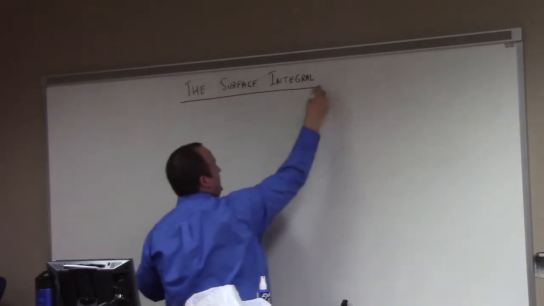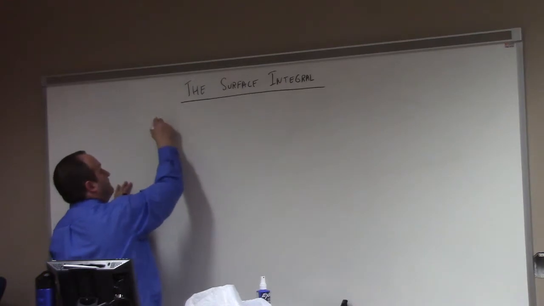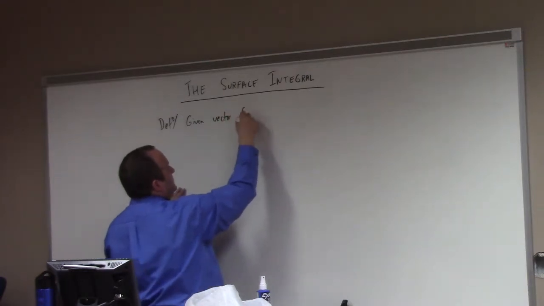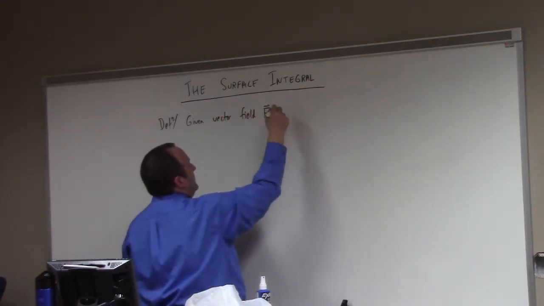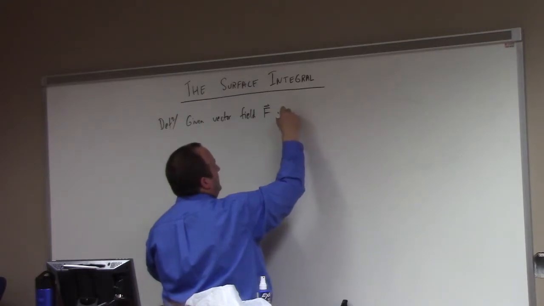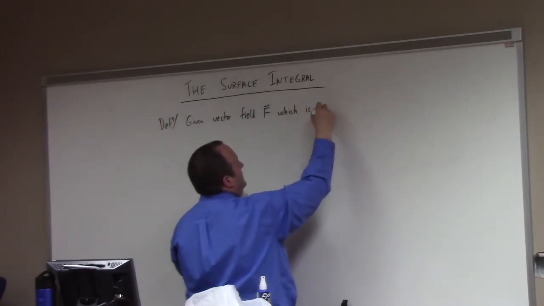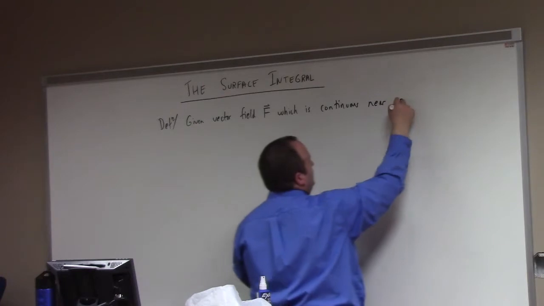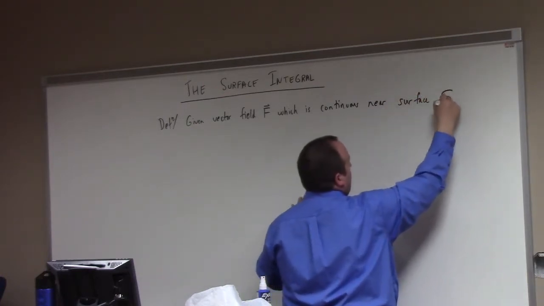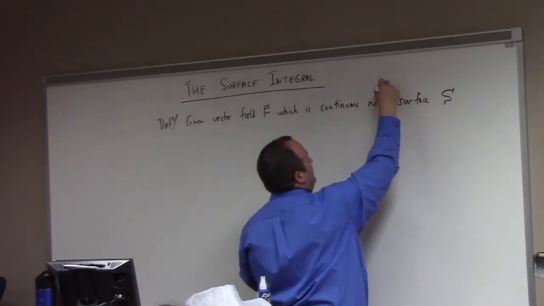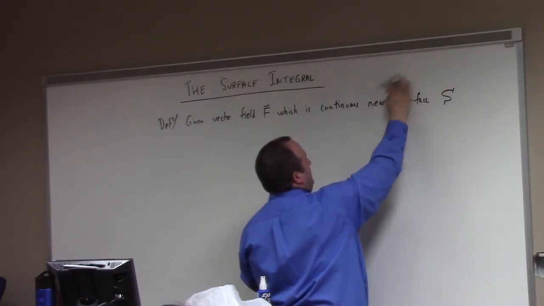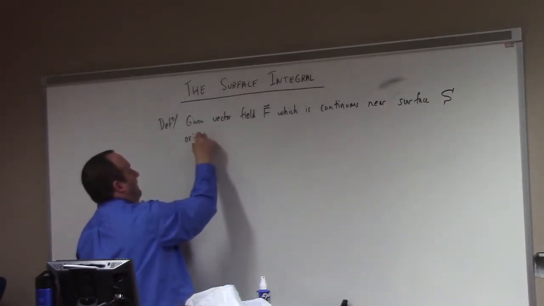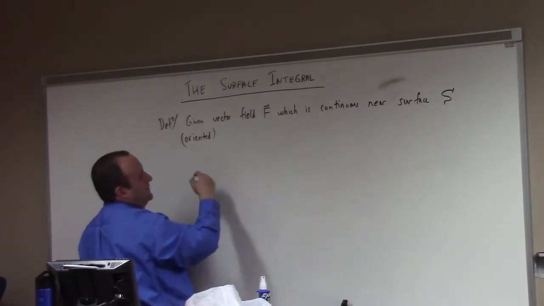So let me get right to it. Here's the definition for you guys. Given a vector field, let's say F, which is continuous, let's say, near surface S. To be more specific, it's an oriented surface. Surface S, oriented, which is, well, I'll just put parentheses, it's oriented with parameterization.